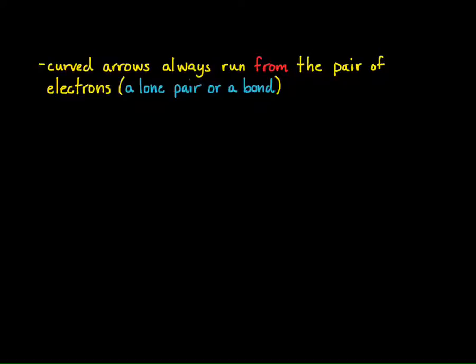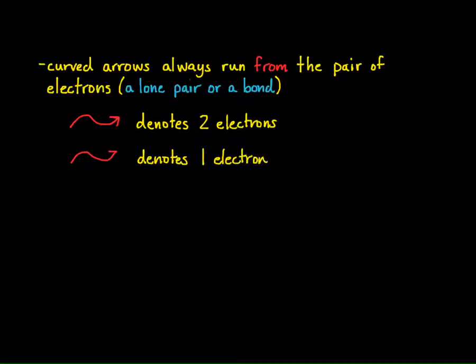Also, there's formalism in the arrow itself. So this type of arrow, an arrow that has a double barb, denotes the movement of 2 electrons. So we can think of each side of the head as representing an electron. So a double barbed arrow denotes the movement of 2 electrons, and a single barb denotes the movement of 1 electron.